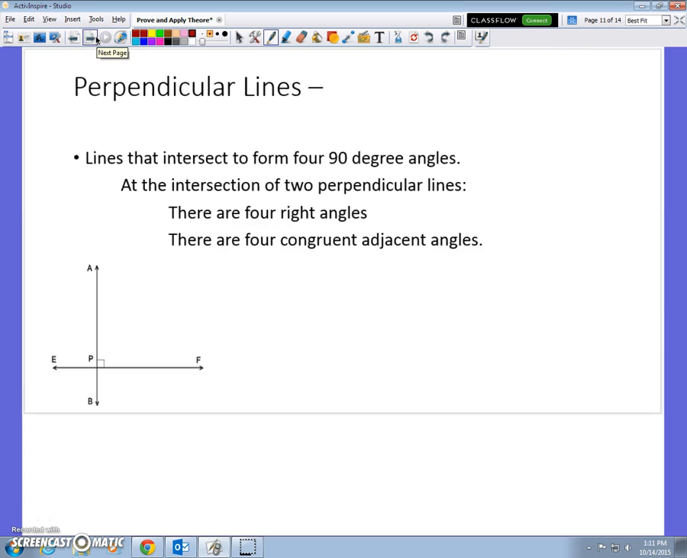Perpendicular lines. Let's talk about perpendicular lines. It says, did we do that one? Holy mackerel.